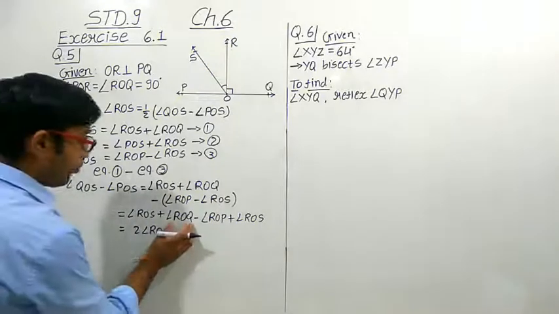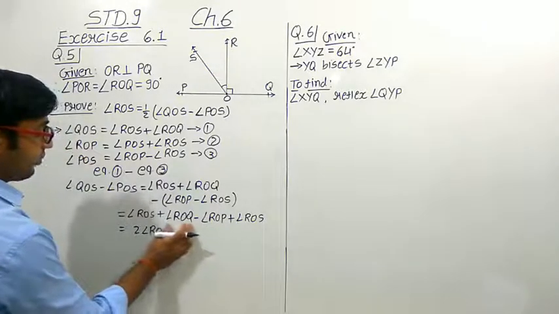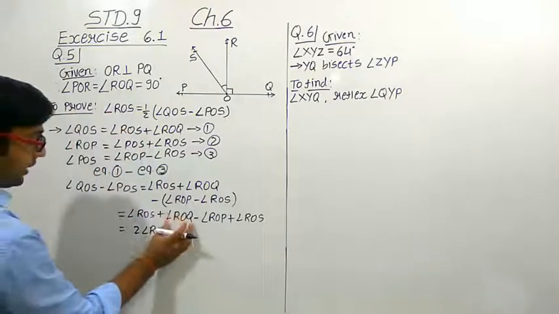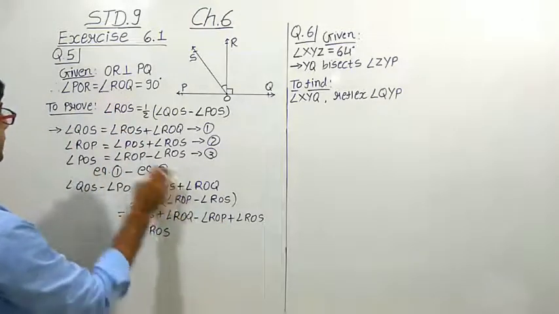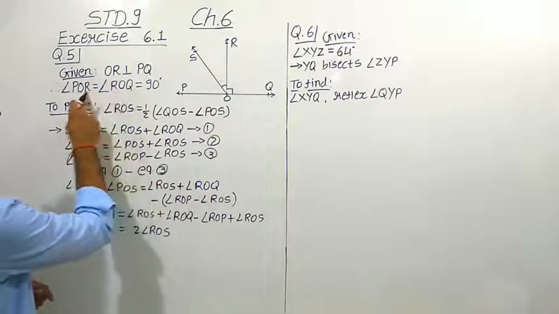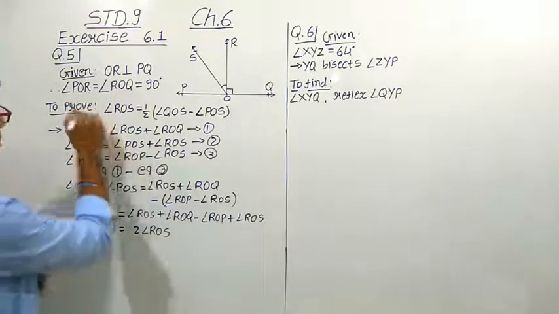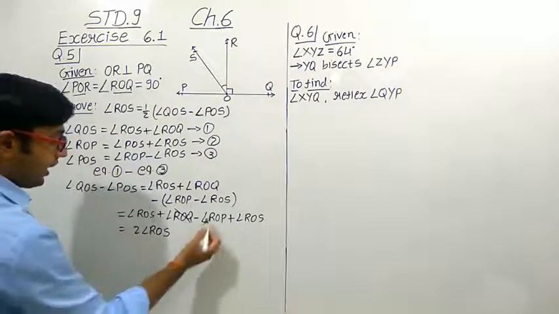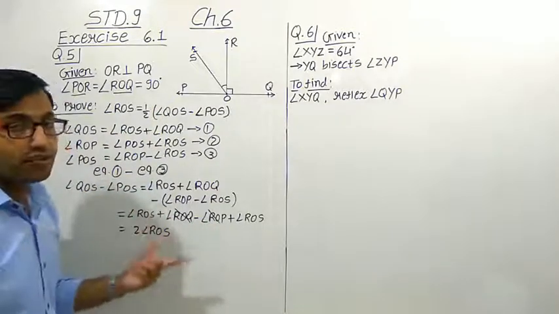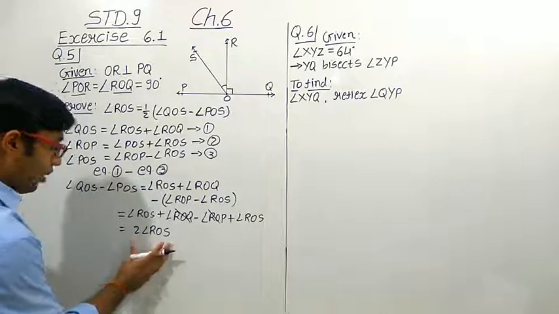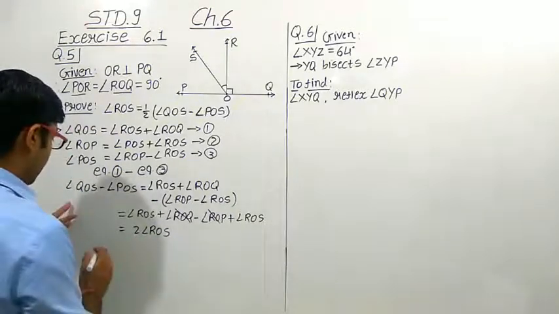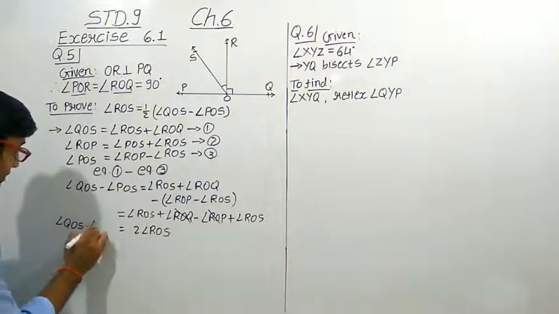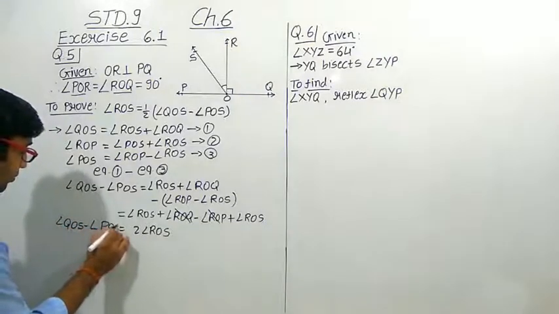Now here ROQ and ROP, two angles we have. What is the value of angle ROQ? See, ROQ is 90 degrees. What is the value of ROP? ROP, that is POR. Both the angles are the same, so both the values are 90 degrees. So this 90 degrees and this 90 degrees will cancel each other out. Only 2 into ROS will remain here. And on the left hand side, what we have is angle QOS minus angle POS.